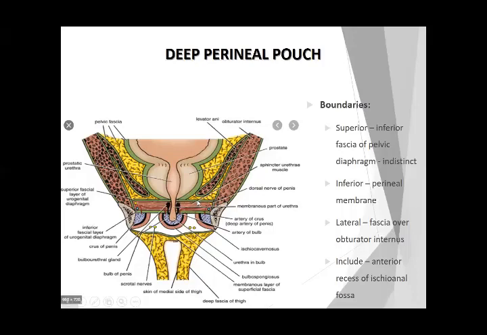So superiorly, it is the inferior fascia of the pelvic floor. Inferiorly is the perineal membrane, the inferior fascia of the urogenital diaphragm, and laterally we have the fascia covering the obturator internus. And of course, in both the genders, it will include the anterior recess of the ischial fossa, which extends into it.